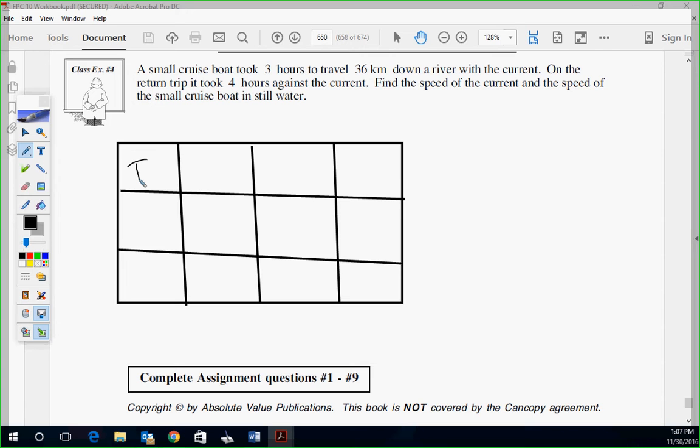Okay, so we have downstream versus upstream is what we're comparing. Our x and y is going to be the answer for their speeds. So we're thinking in terms of distance, speed, and time. We know the time it took to go downstream was 3 hours, so we put a 3. And we know the time it took to go upstream was 4 hours.